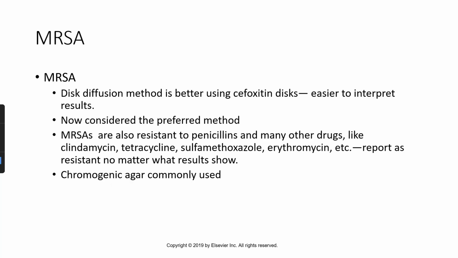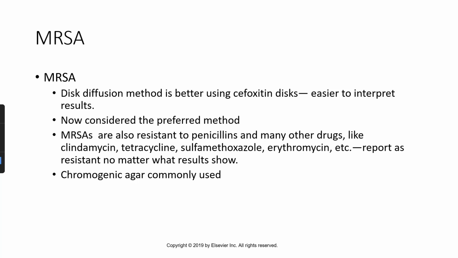The disc diffusion method is better, using cefoxitin discs, which is easier to interpret. So you put a cefoxitin disc on the plate and see if there's a zone of inhibition or not. This is now considered to be the preferred method versus the other plate method. MRSA are also resistant to penicillins and many other drugs like clindamycin, tetracyclines, sulfamethoxazole, erythromycin, etc. So you report as resistant no matter what the results show.